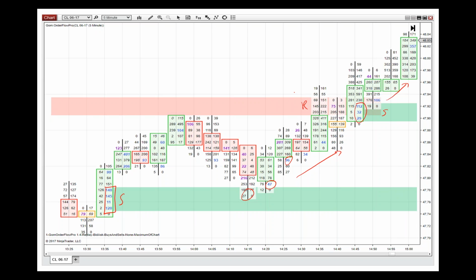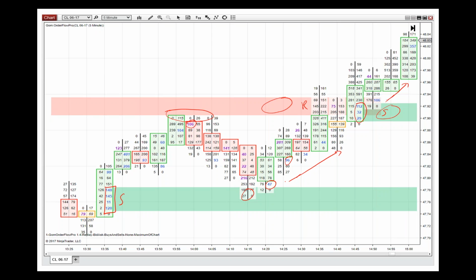Actually, this setup where a resistance zone becomes a support zone, we will see it later, and it's a setup that has a high probability to gain high momentum. But we see that this zone here worked, it stopped the market. We had selling here, and this support zone stopped the market here, and it ran up.